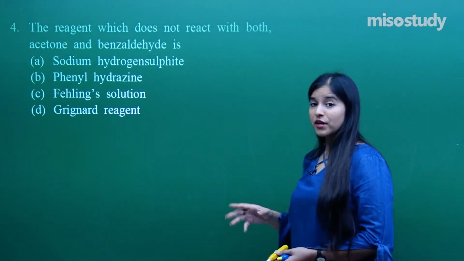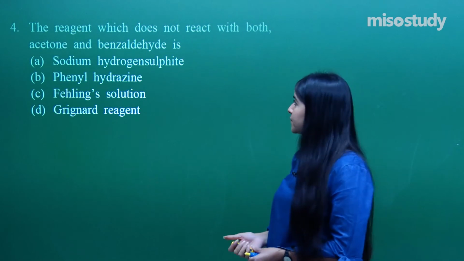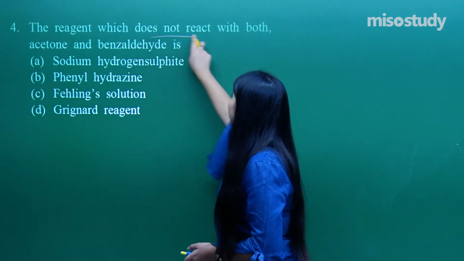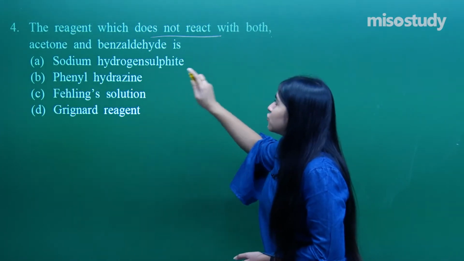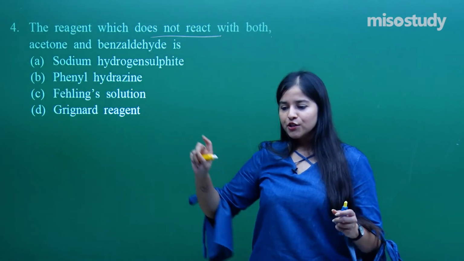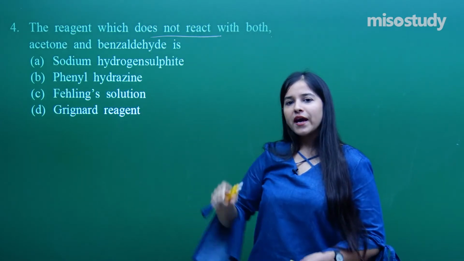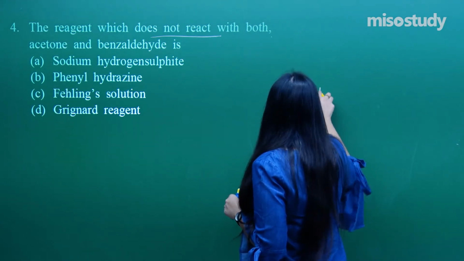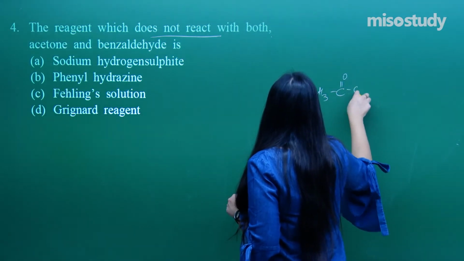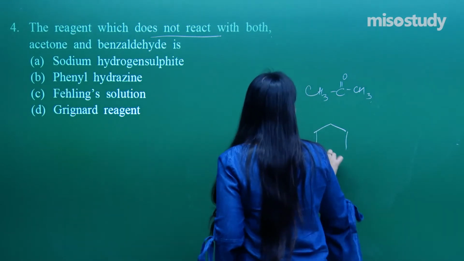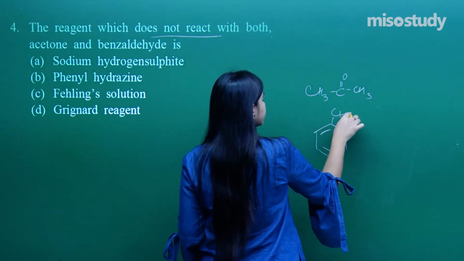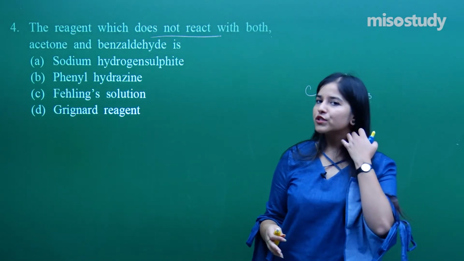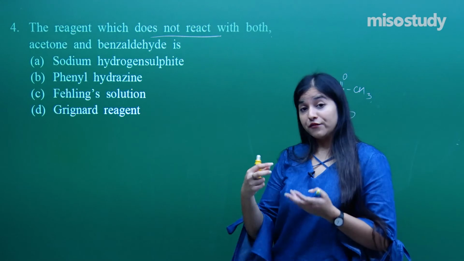It's easy, but you have to have a very good knowledge of the reagents. The reagent which does not react with both acetone and benzaldehyde. The names of the compounds, acetone and benzaldehyde, are just given to confuse you. Why? Because one is a simple ketone, another is simply an aldehyde. So we have to look at which one will not react, or if both are reacting.